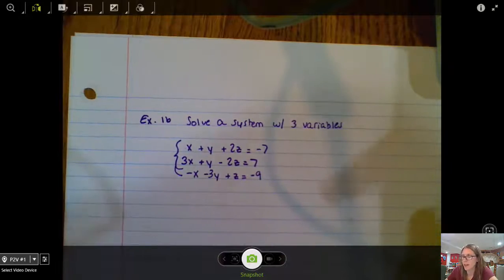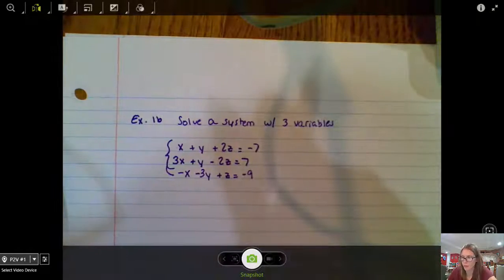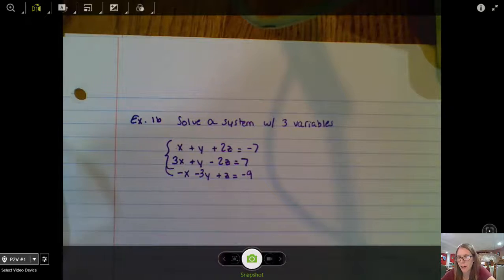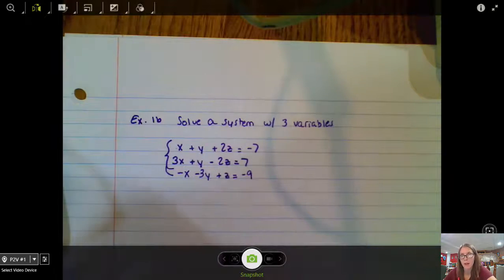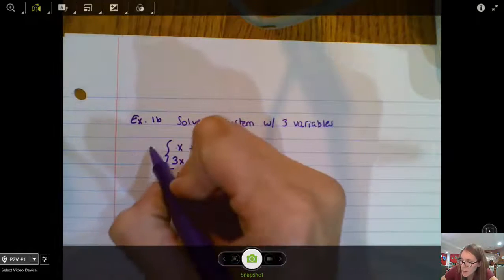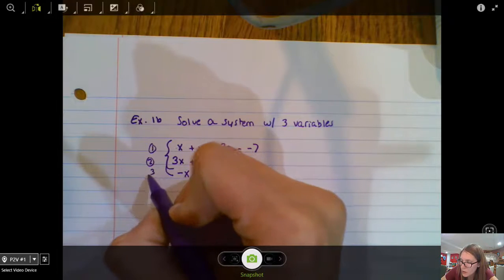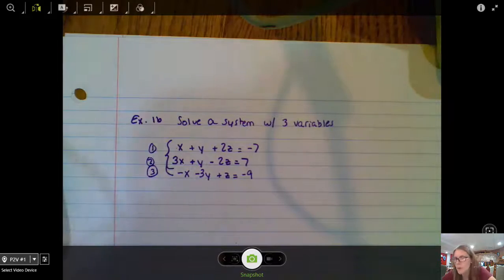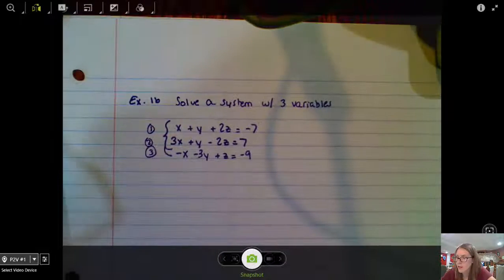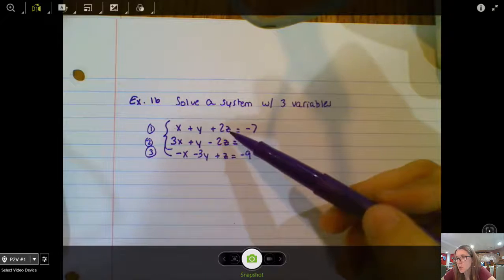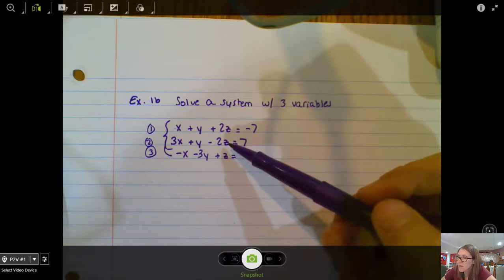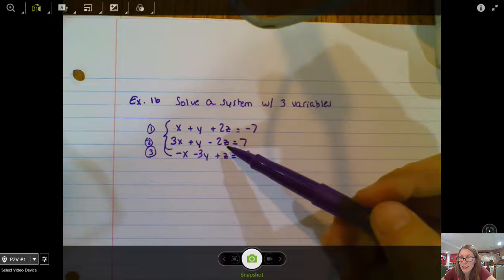All right, and before we get started, let's again recap our process from before. First thing I need to look for: what variable could I eliminate nicely? Then I want to pick a pair of equations, eliminate the variable from that pair, pick another pair, eliminate the same variable from that pair. And again, it's helpful to have my equations labeled, equation 1, equation 2, equation 3, to help keep our work organized as we go. Looking at my equations here, I see right away I have a 2z and a -2z. So let's eliminate our z's.